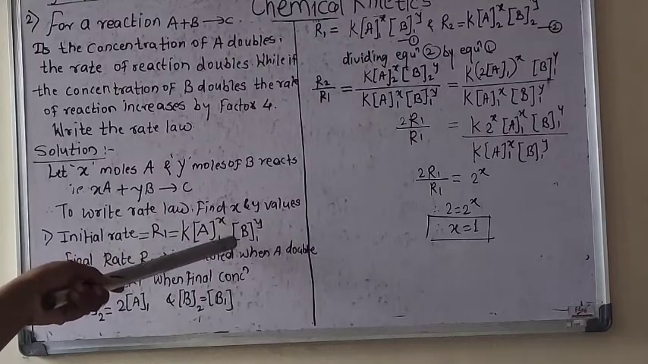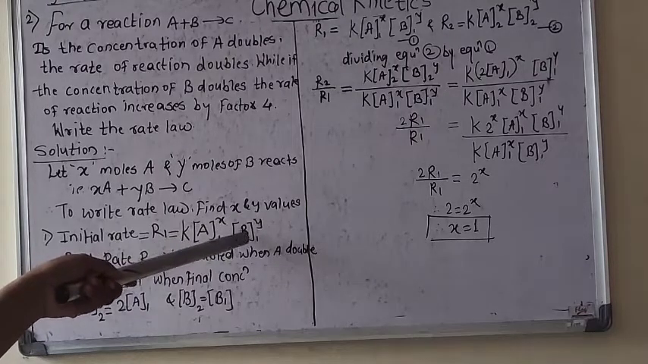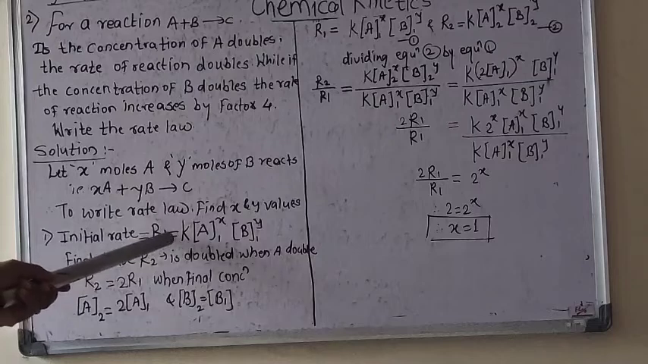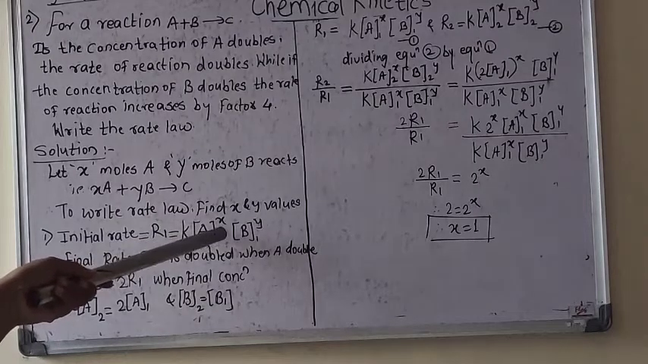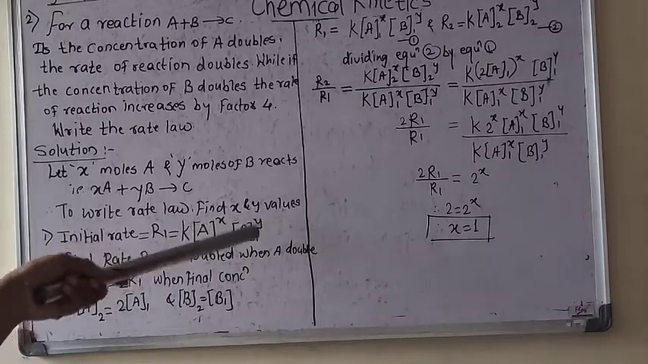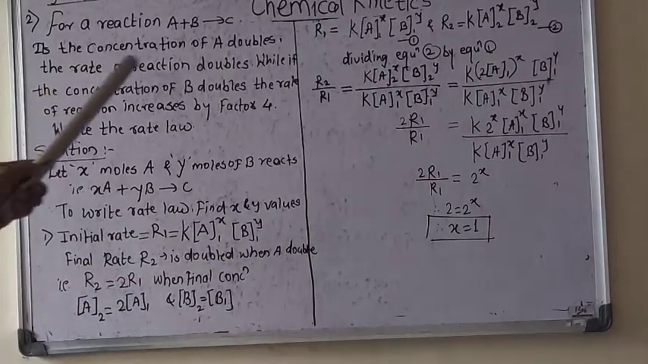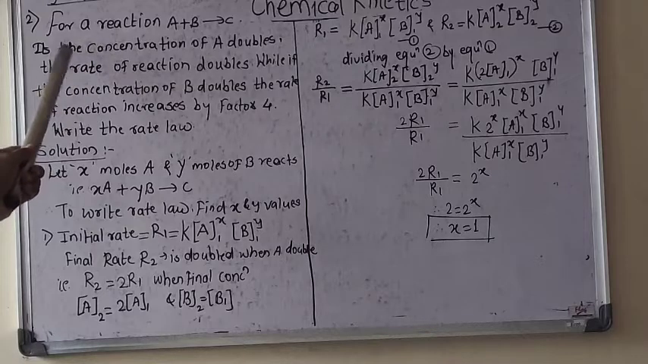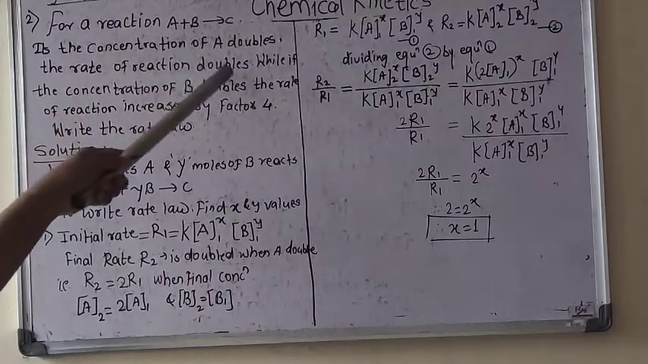into the molar concentration of B1. So initially we are considering 1, so the A1 concentration is taken for A, and the B1 concentration to the power of Y. Now here they say that if the concentration of A doubles, the rate of reaction doubles.